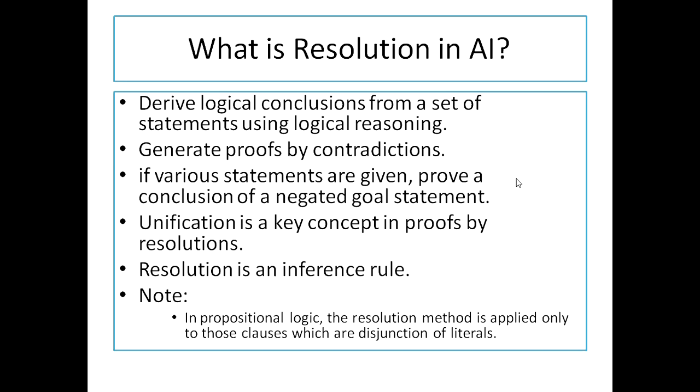We should negate that goal statement, and then we try to prove that goal is true. So how do we prove that? We prove that by contradiction. We take the necessary clauses together. We resolve them by applying the resolution inference rule, and we prove that the negated statement is incorrect. So sometimes we apply the unification technique in resolution. We'll discuss that when we solve problems on predicate logic using resolution. When we apply this in propositional logic, we usually apply it only to the clauses which are in disjunctive normal form.